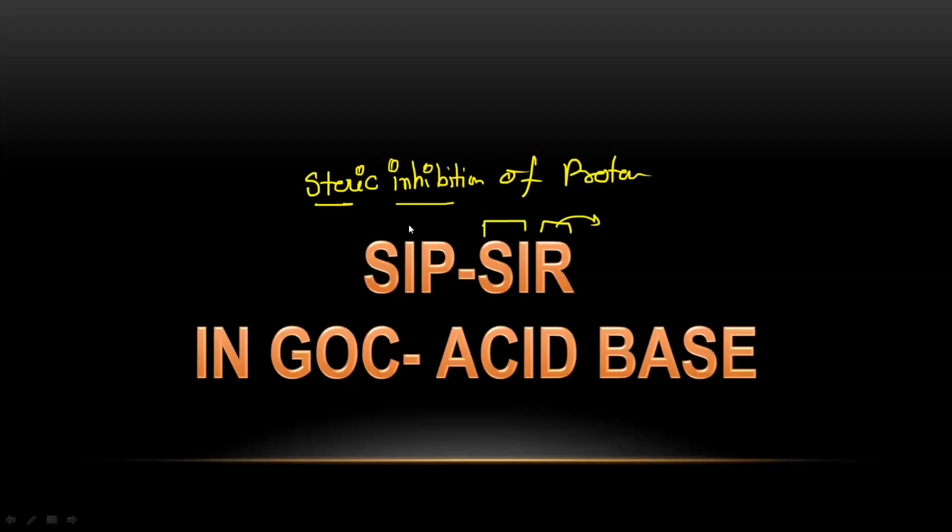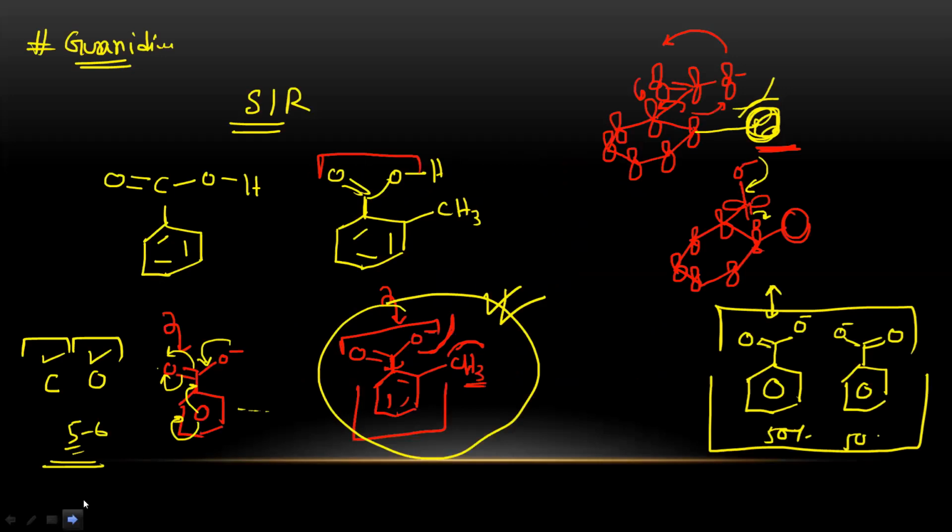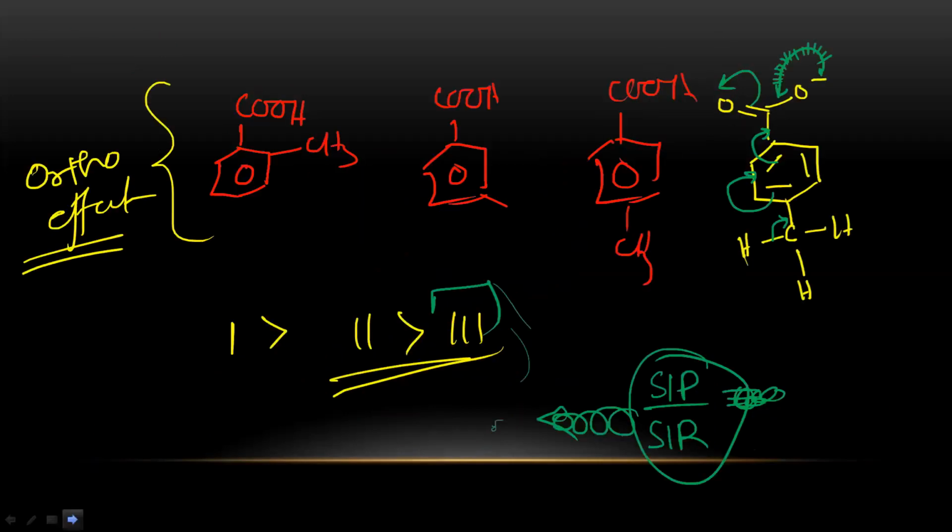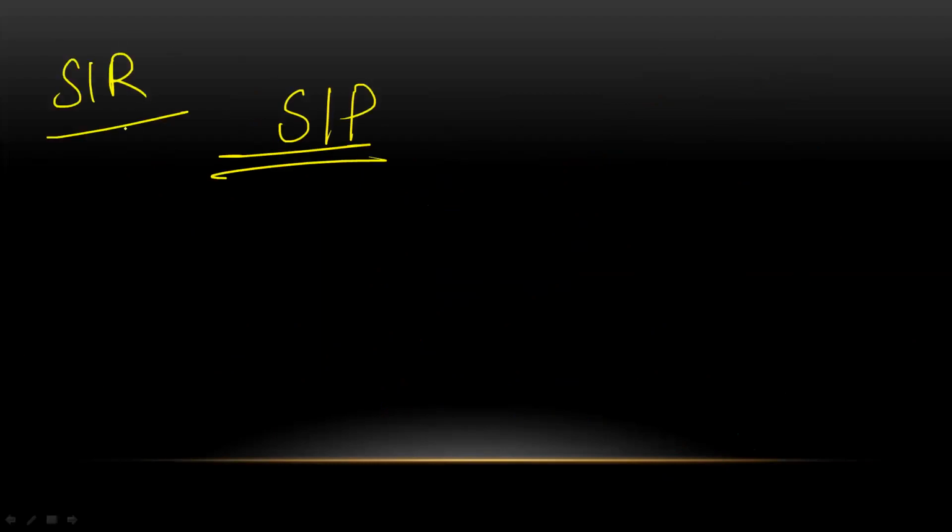So in the last discussion, we had covered the first part of this, that is SIP and SIR, basic things, and we have discussed mainly steric inhibition of resonance. Okay, so we have discussed the problems of benzoic acids, which is also called ortho effect. Now let's discuss steric inhibition of protonation, SIP. And both steric inhibition of resonance and steric inhibition of protonation are useful in describing basicity of amine.